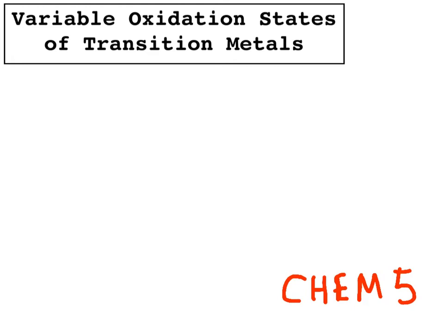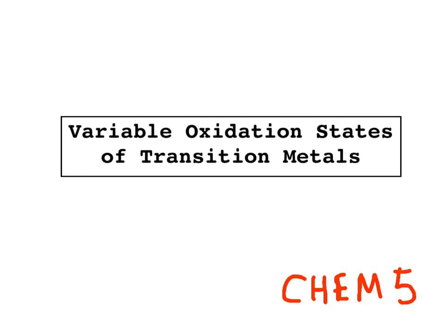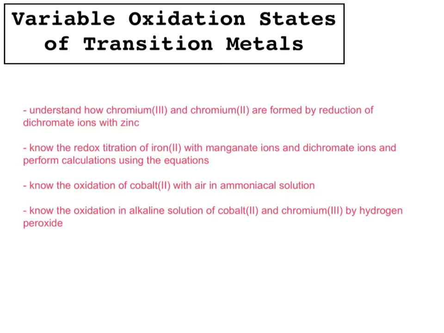This video is on the variable oxidation states of transition metals. In this video we need to understand how chromium 3 and chromium 2 are formed by reduction of dichromate ions with zinc. Know the redox titration of iron 2 with manganate ions and dichromate ions and perform calculations using the equations for these reactions.